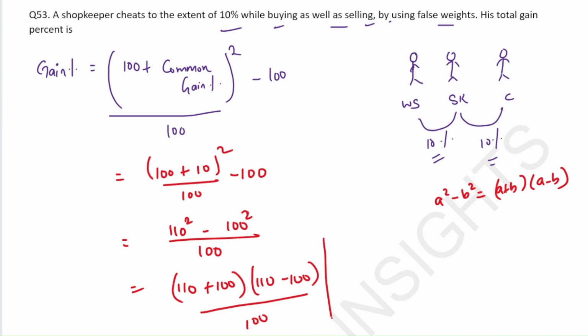So if you solve this, now after this, write the numbers. So 110 plus 100 will be 210, right? So into 110 minus 100 will be 10, divided by 100. So 0 0 cancel, 0 0 cancel. So that means you're getting the gain percent as 21%.